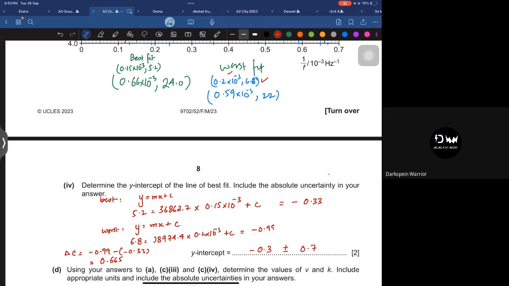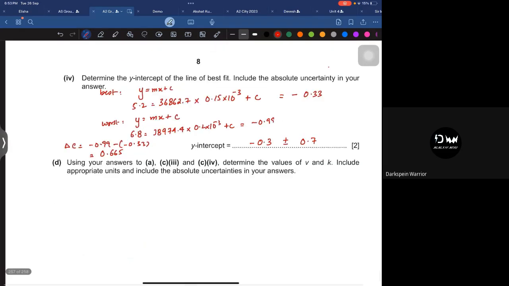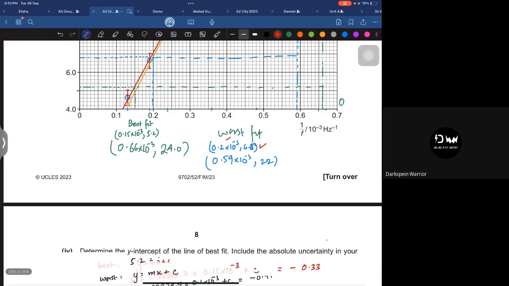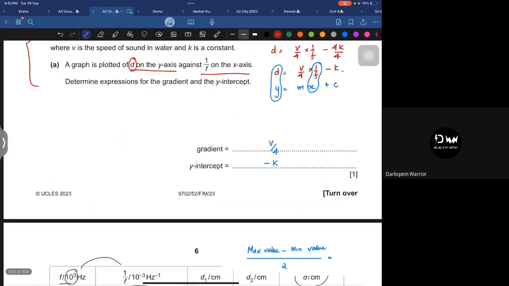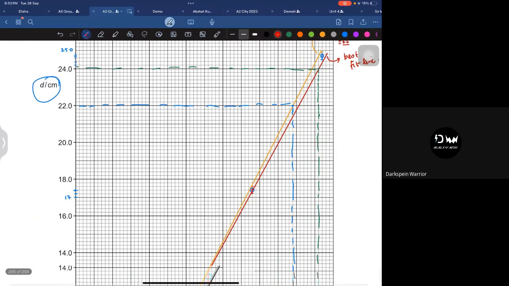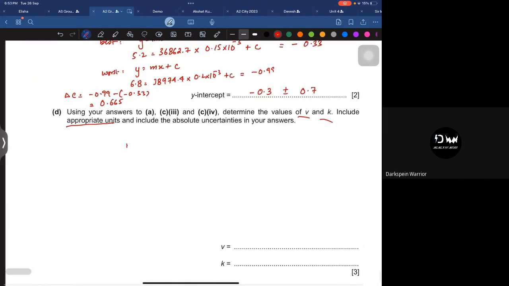Okay, so the same method then applies. Usually in part D, they will ask you about the appropriate units, and they will say determine values of V and K. Now this is so simple. If you go to the first part of the question, you're going to see that you have gradient as V over 4 and intercept as minus K.